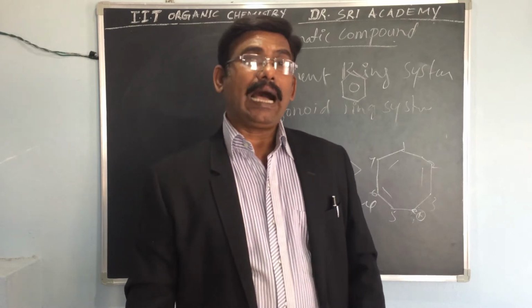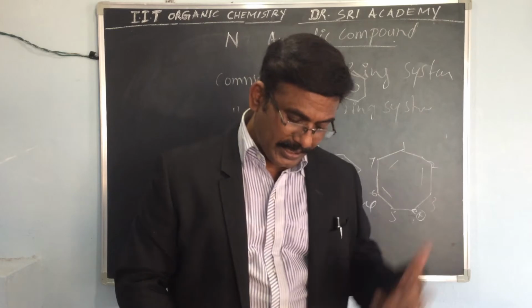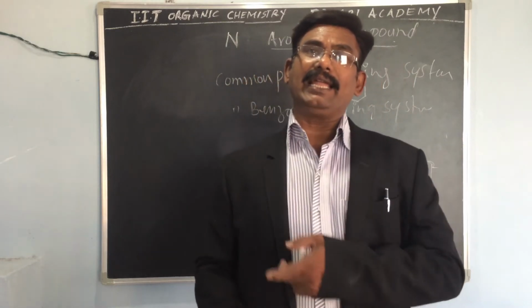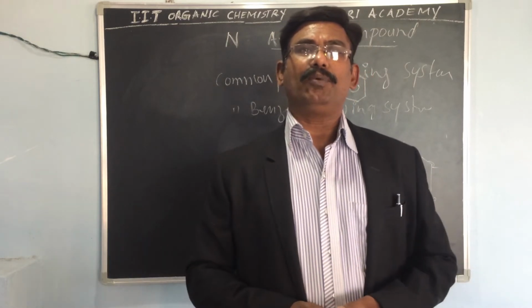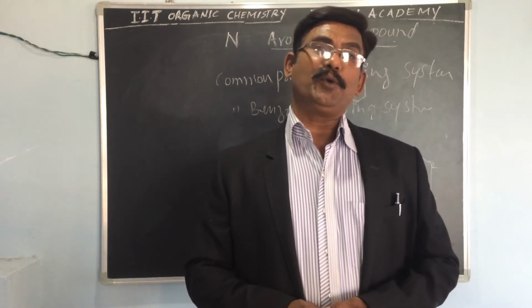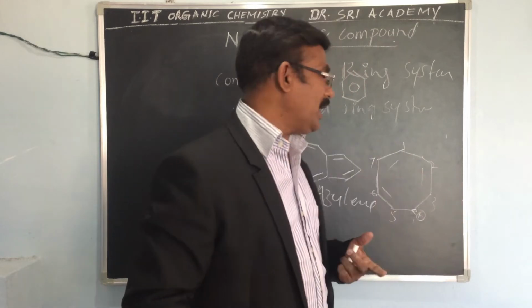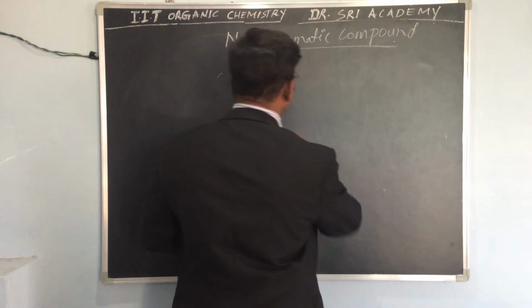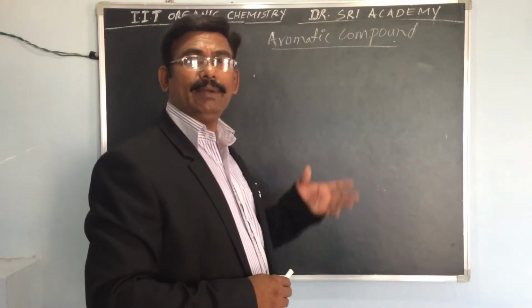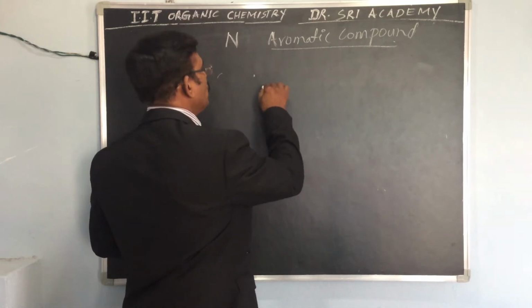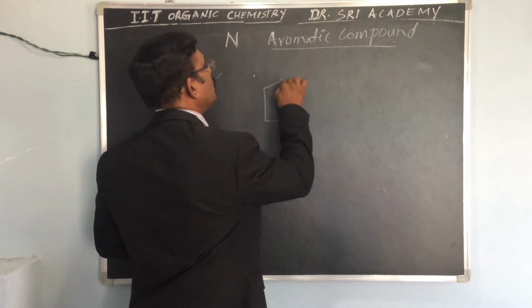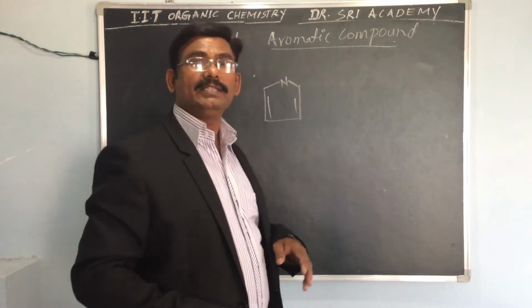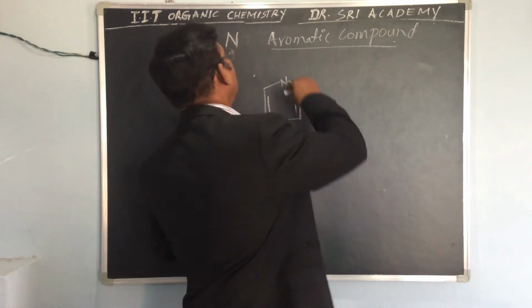And what about the other rings? Many other rings are there. Aromatic heterocyclic compounds, for example pyrrole, thiophene, furan, pyridine. So what are those structures? These are also aromatic heterocyclic compounds. So this is called the pyrrole. So here this one is the pyrrole. So here the hydrogen is there.